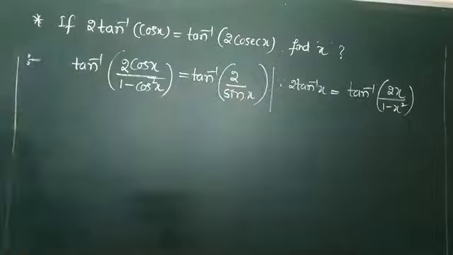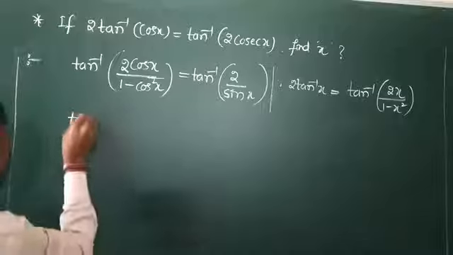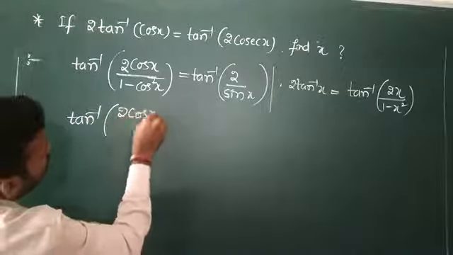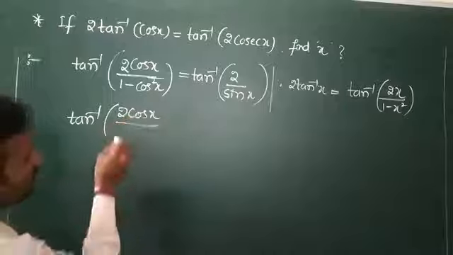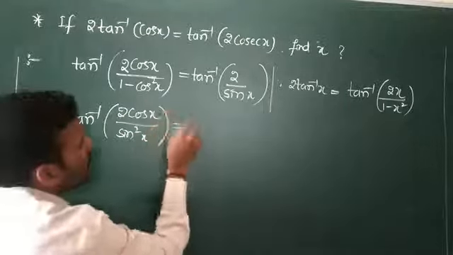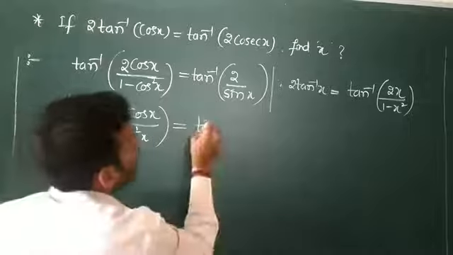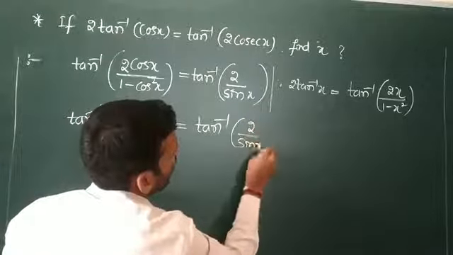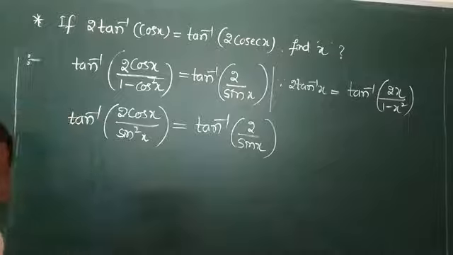Next simplify this one: tan inverse of 2 cos x divided by 1 minus cos square x, which can be written as sin square x, because sin square x plus cos square x is equal to 1. On the right hand side, tan inverse of 2 by sin x as it is.